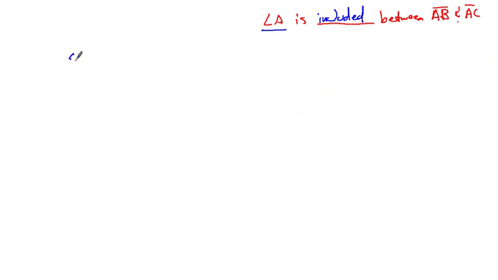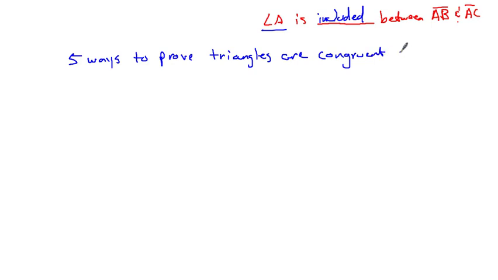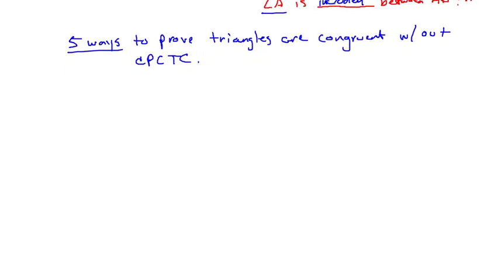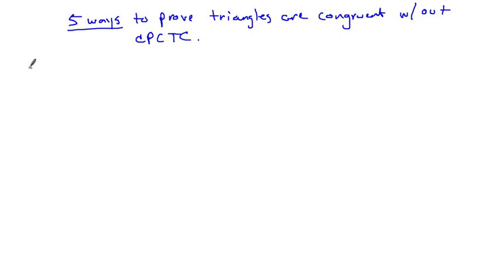There are 5 ways to prove triangles are congruent without CPCTC. Okay, that might sound pointless to you, but CPCTC is for when you know all the parts of the triangle, right? Then you say, well, the triangles are congruent. Well, that's great. Sometimes you don't know all the parts, though. And what we're going to do is write down 5 ways that you can know the triangles are congruent without knowing everything about all the sides and all the angles.